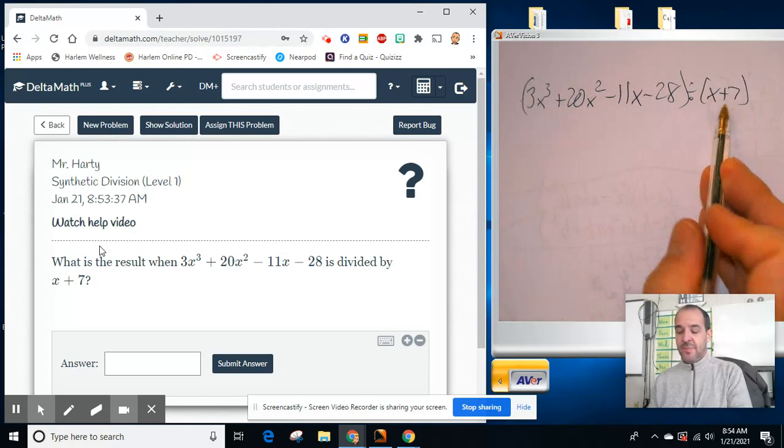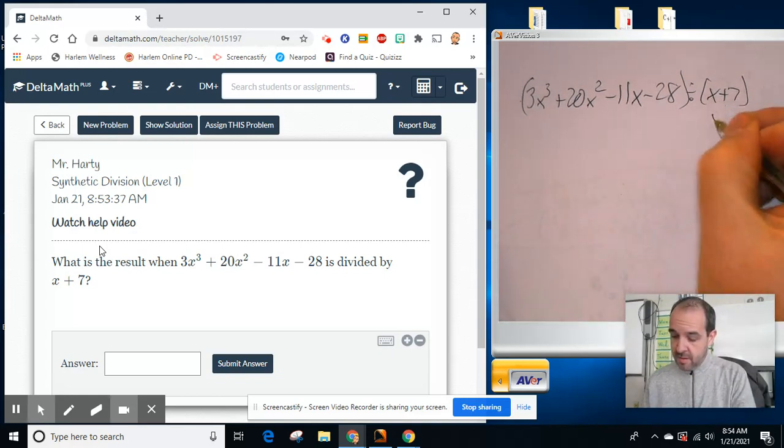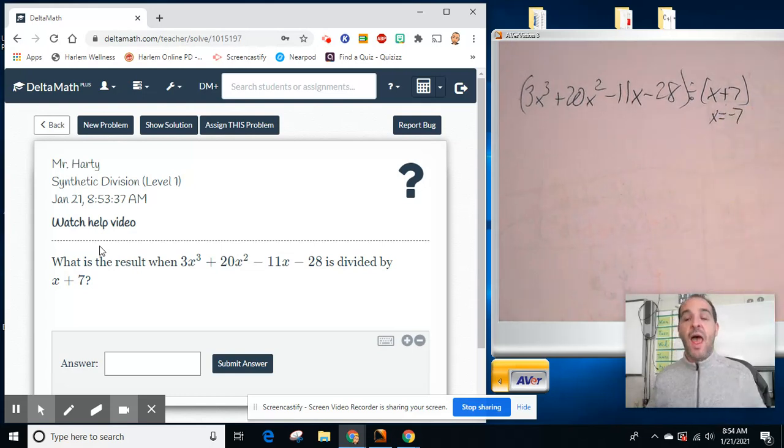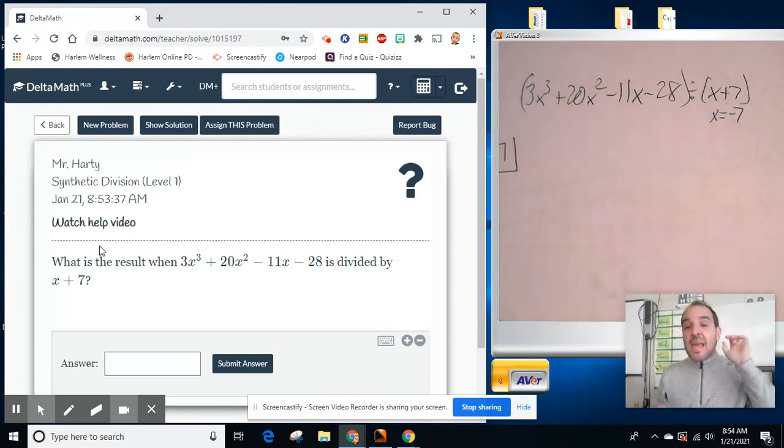Okay, first things first. If it says x plus or minus, that's like you're solving it for x. In other words, you're going to switch the sign. If I was solving x plus 7 equals 0, I'd minus the 7. So minus 7 is what I'm going to put in the box.